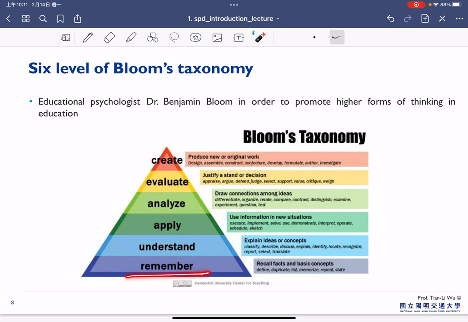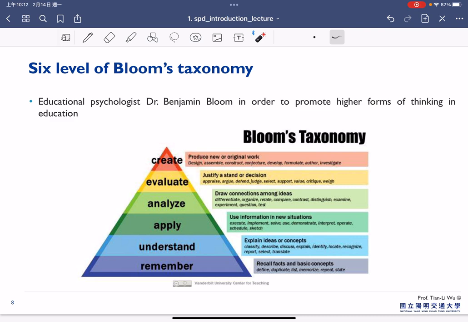The first level is remember. When you try to learn new things, the lowest level is just remembering without understanding. The second level is understand, where you start to catch some key points. The third level is apply, where you are able to use this knowledge in some situations. Then you have the chance to analyze, evaluate, and the last one is create.